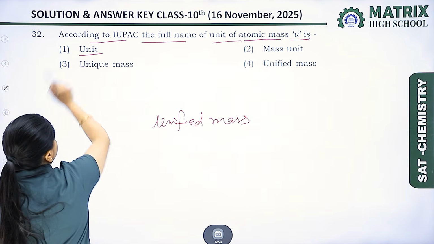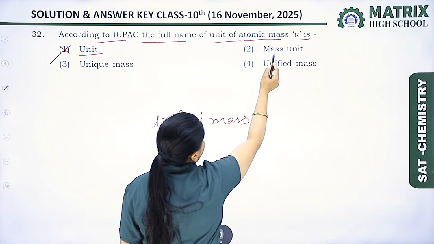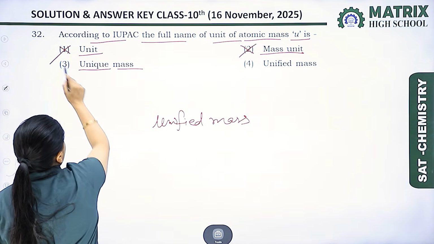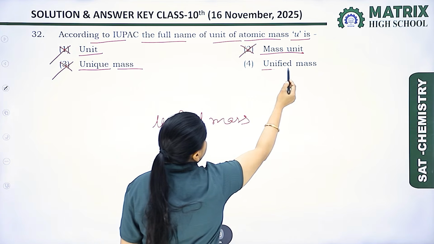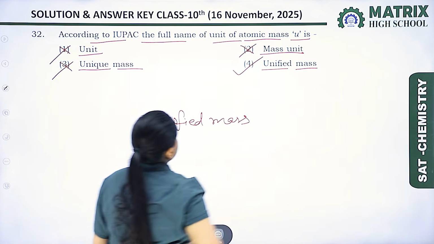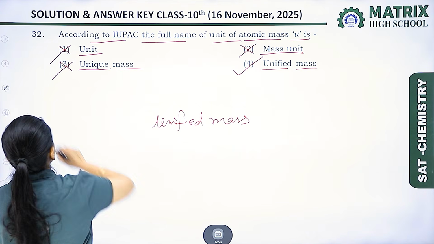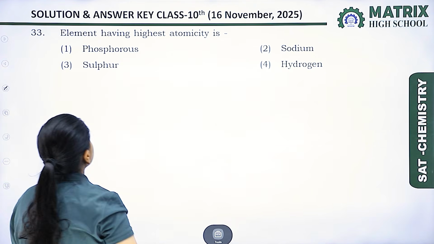Option 1 is unit, this is wrong. Option 2 is mass unit, that is again wrong. Option 3 is unique mass, that is also wrong. Option 4 is unified mass. Yes, this is the correct option. So the answer is option 4. The next question is question 33.